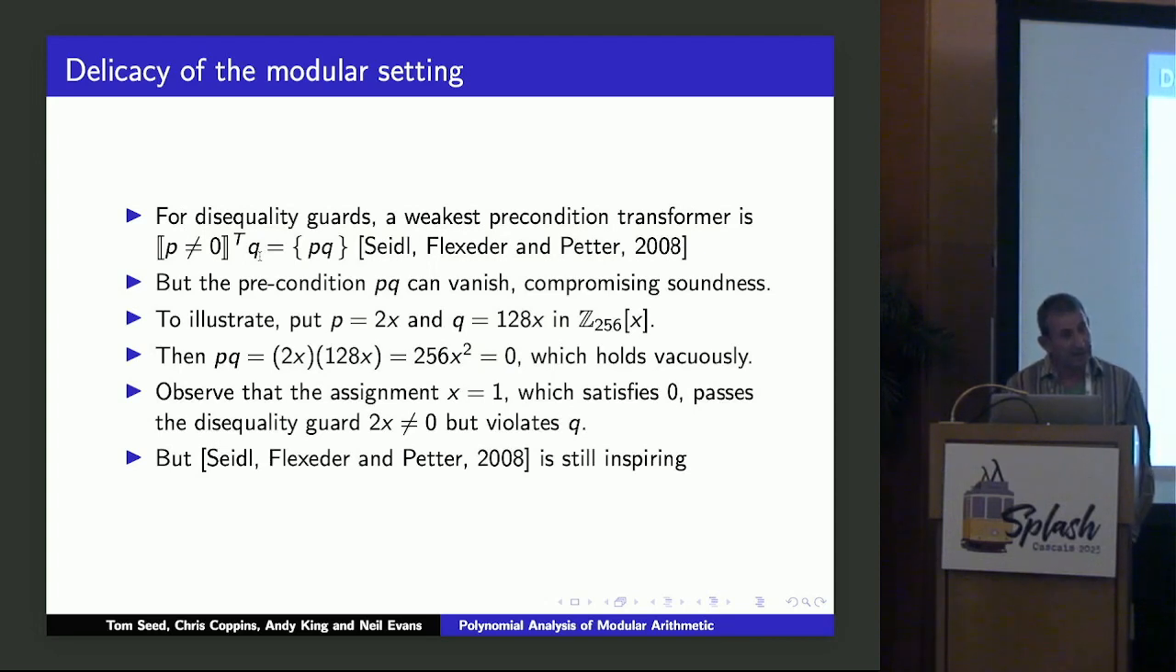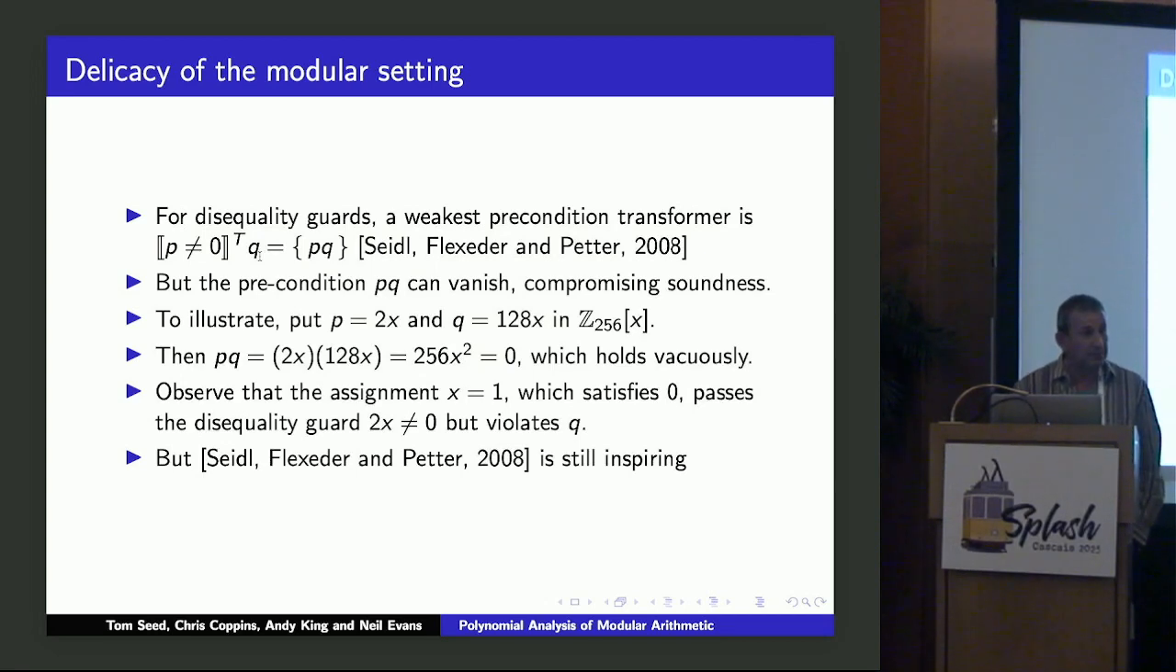Now you can be forgiven for thinking, because this is the way things work in a field setting, that the weakest precondition here is the product of P and Q. But when we work in a modulo setting, we can have a tricky problem here, because the precondition can vanish, it can reduce to true, and that can compromise the soundness of the approach. This is a very subtle thing that can happen in the peculiar case of the modular setting. So, for example, if we set P to 2x and Q to 128x, then their coefficients, when we multiply them together, are 256.